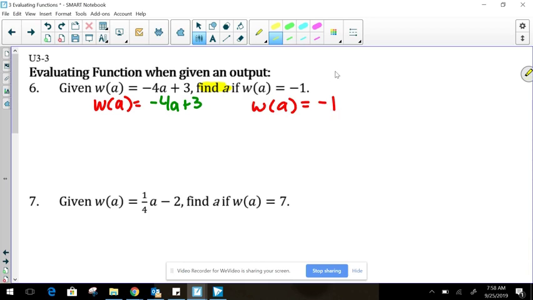So W of A is equal to -1. Another way to think of that is W of A is the same thing as Y. Okay, so Y equals -1. W of A is also over here. See how they're all in red? All three red parts are equal. So I can switch them out.